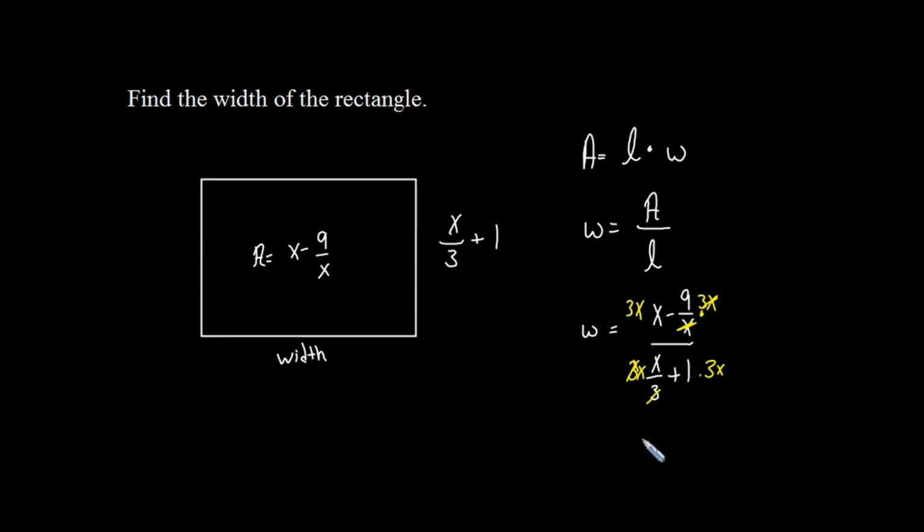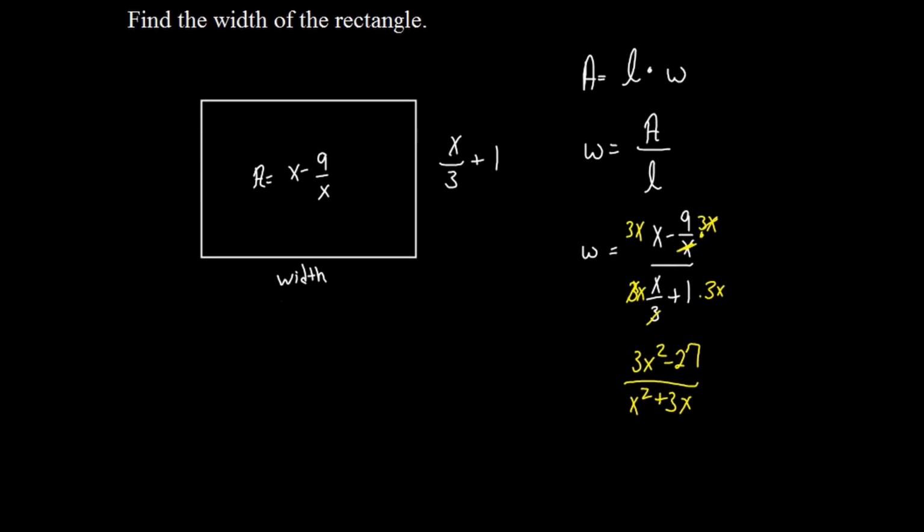We will then rewrite our expression as (3x squared minus 27) all over x times x is x squared, 1 times 3x is 3x. Alright, so we'll want to factor and cancel and simplify this remaining expression.